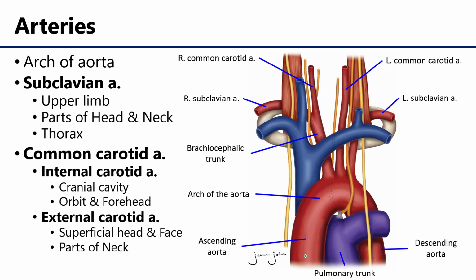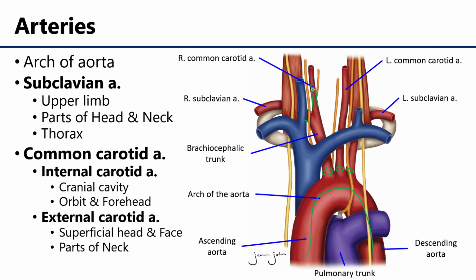So the ascending aorta leaves the left ventricle and it feeds directly into the arch of the aorta before becoming the descending aorta. The arch of the aorta has three major branches. The first branch is the brachiocephalic trunk, and then we have the left common carotid artery, and then the left subclavian artery. That brachiocephalic trunk is going to bifurcate into the right subclavian artery and a right common carotid artery.